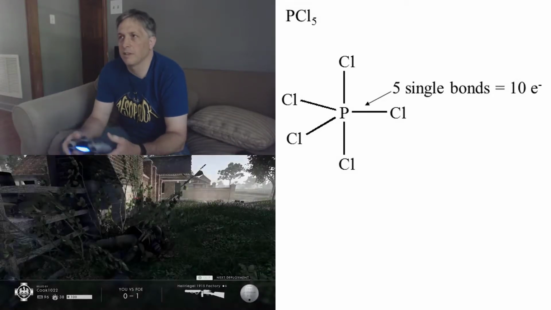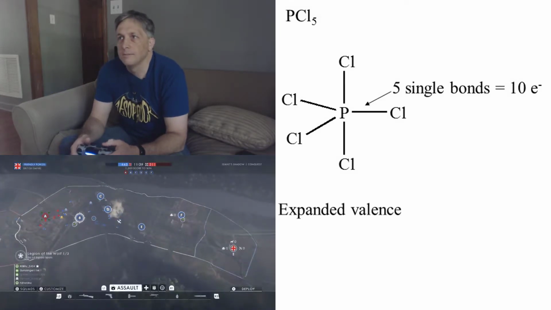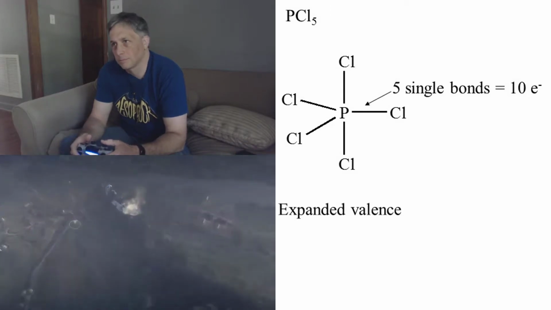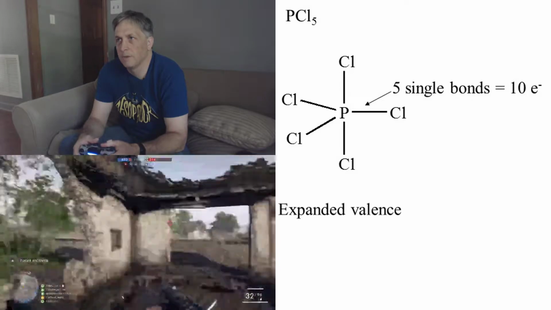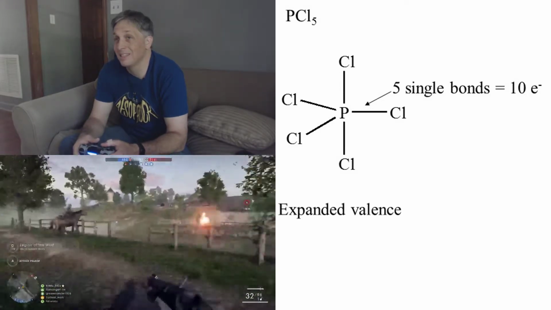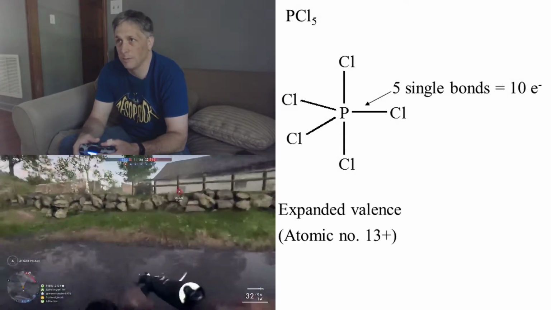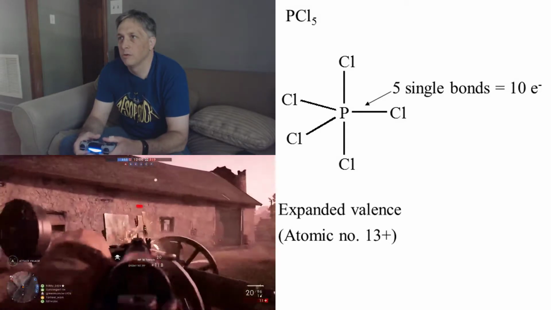This is an example of a compound that has what we call an expanded valence, which basically means it can have more than 8 electrons. We'll get into the whys maybe some other time, but just in general, if the atomic number for that element is 13 or higher, if it's higher than aluminum on the periodic table, it can have more than 8 if it needs to.